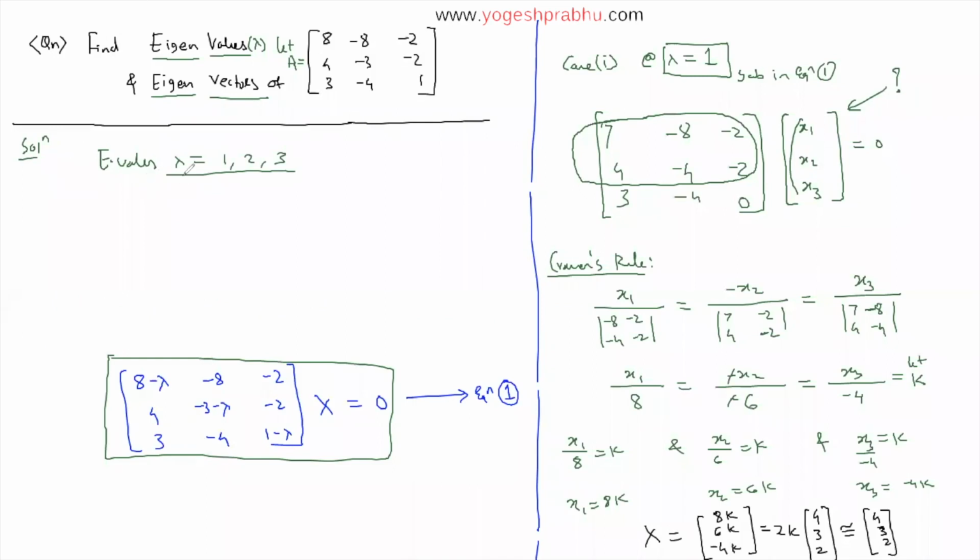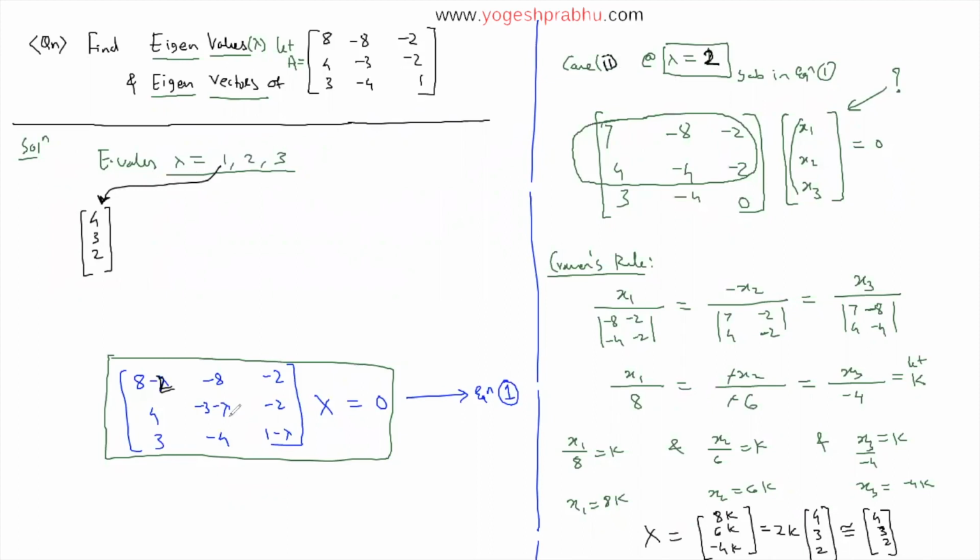Well, for lambda equal to 1, we have found the eigenvector as 4, 3, 2. Once we get lambda equal to 1, now we have to try for lambda equal to 2. So all I have to do is put lambda equal to 2. Now that's going to be my case 2, and the solving is going to be very much similar.